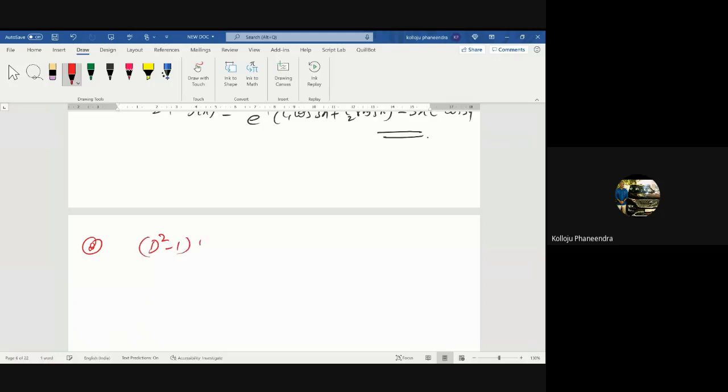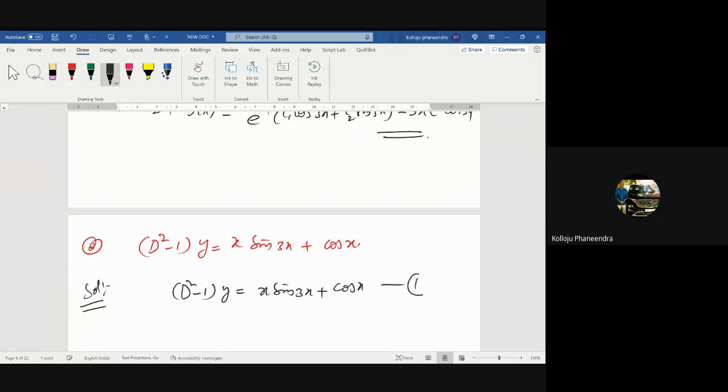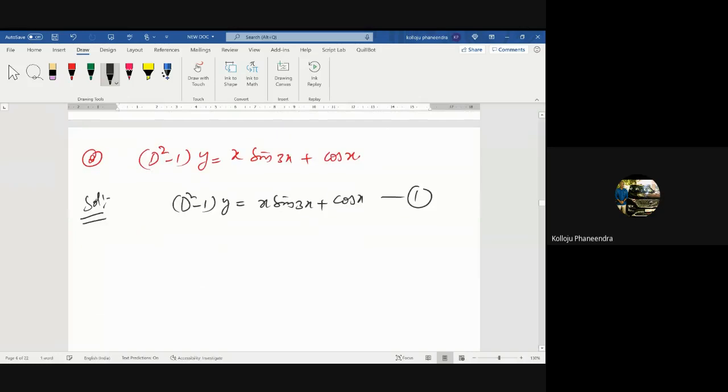(D square minus 1) y equal to x sine 3x plus cosine x. Solution. (D square minus 1) y equal to x into sine 3x plus cosine x. Equation 1. Consider the homogeneous differential equation (D square minus 1) y equal to 0.